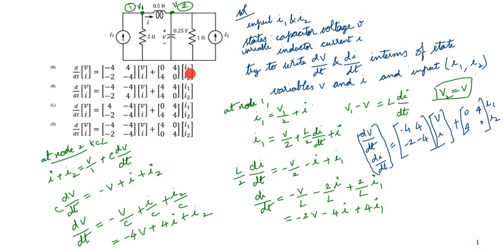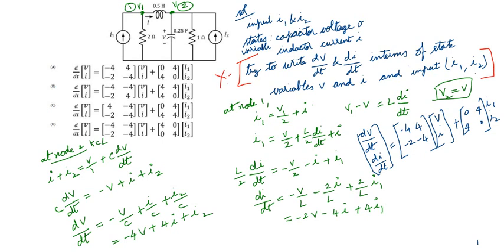You can see the expression, right? This is the input vector. And what are the states? Capacitor voltage and I are the state vectors, state variables. And what I have to do is, this is very important. They have to determine this term first. What I should do? Okay.